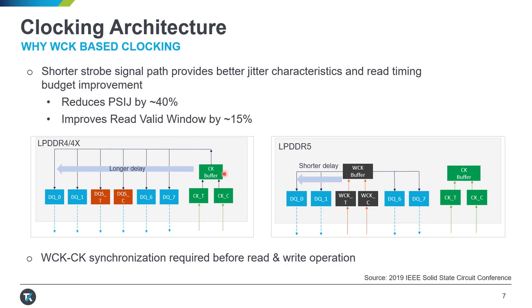So as you can see from here, the path between clock buffer and DQ pad is quite long as compared to LP5. According to one study done by Samsung, this reduces the PSIJ, which is power supply induced jitter, by 40% and improves the read window by 15%. This is one of the key changes that enables max data transfer of 6400 Mbps.